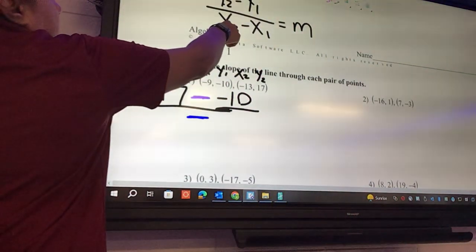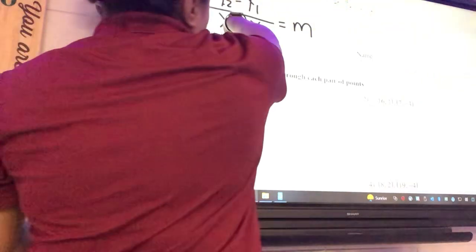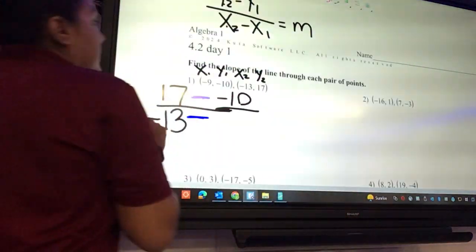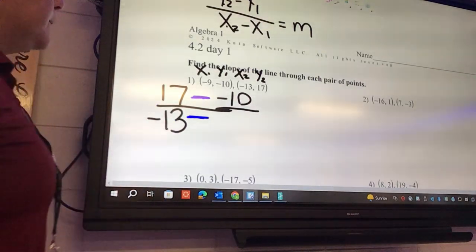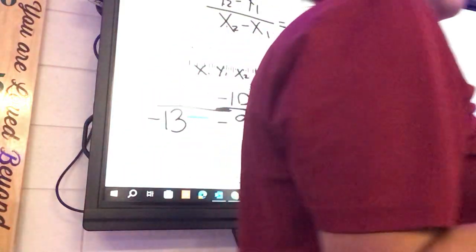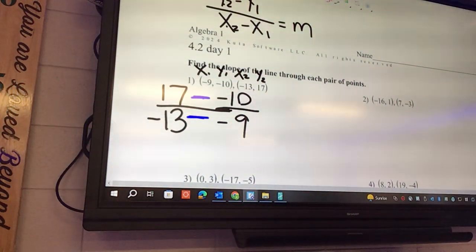On the bottom it says X2. What's X2? Negative 13. Negative 13 minus X1. What is my X1? Negative 9. Negative 9. Now here's where the calculator comes in. There's one of me and there's a lot of you, so you gotta help each other. If you got it, help your partner.